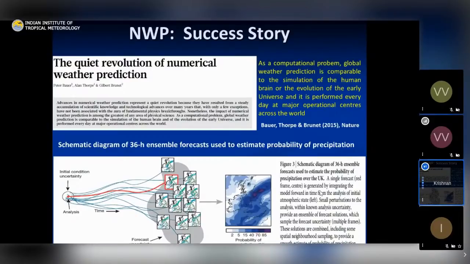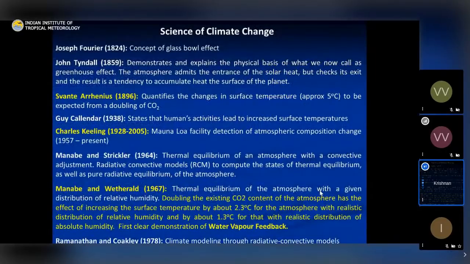And this is a typical example of a 36-hour ensemble forecast. You have multiple ensembles, starting from different initial conditions, trying to forecast precipitation. This is shown over a mid-latitude region over the UK. And you can see that there is a way of combining these different ensembles and making an estimate of the probability of precipitation. This will be required even in the Indian context. I will be coming to that. But there are challenges when we talk about extreme precipitation and so on. I'll come to that. So the NWP has been a success story.